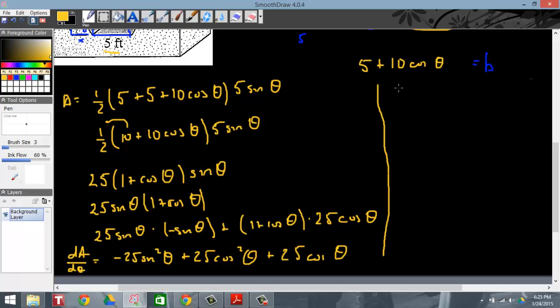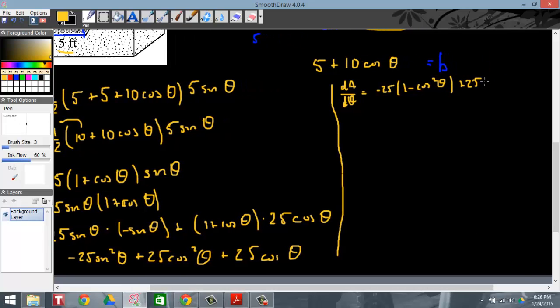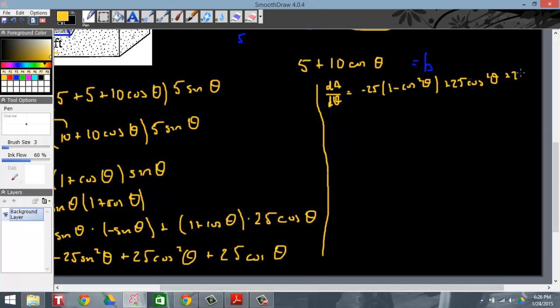So I'm going to use a good old friend of ours, a trig identity. And that's going to equal negative 25 times 1 minus cosine squared theta plus 25 cosine squared theta, and then plus 25 cosine theta. So from here, I can go ahead and set this equal to 0, or I can go ahead and just kind of mess with it a little more. I would get negative 25 plus 25 cosine squared theta.